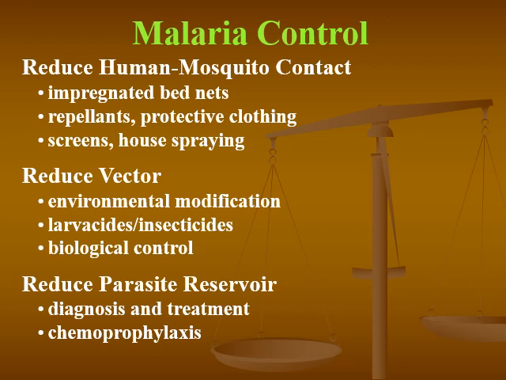The second strategy for control measures is to reduce the vector by using environmental modification, changing the environment so mosquitoes cannot grow there. Larvicidal and insecticidal measures. Biological control by using sterile males or natural enemies against mosquitoes.